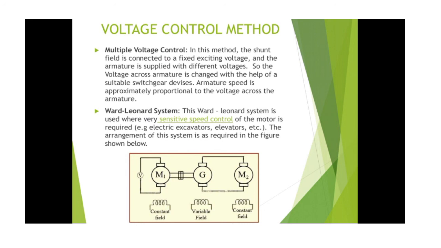Now, the Ward-Leonard system. This Ward-Leonard system is used where very sensitive speed control of the motor is required, for example, electric excavators and elevators. The arrangement of this system is shown in the figure below, where M1 is any AC or DC motor and G is the generator. The M1 motor and generator are directly coupled. M2 is the motor whose speed is to be controlled. The output of generator is connected to armature of M2 motor.